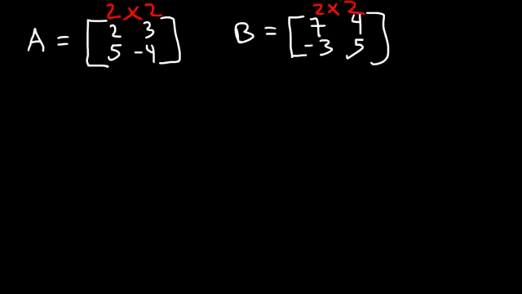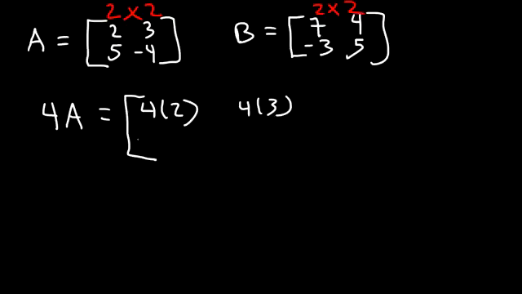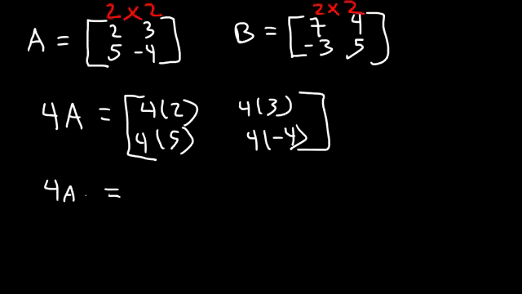Now let's say you want to multiply matrix A by 4. What will you get? 4 times A, all you need to do is multiply every element by 4. So it's going to be 4 times 2, 4 times 3, 4 times 5, and 4 times -4. So then 4A is going to equal 8, 12, 20, and negative 16.